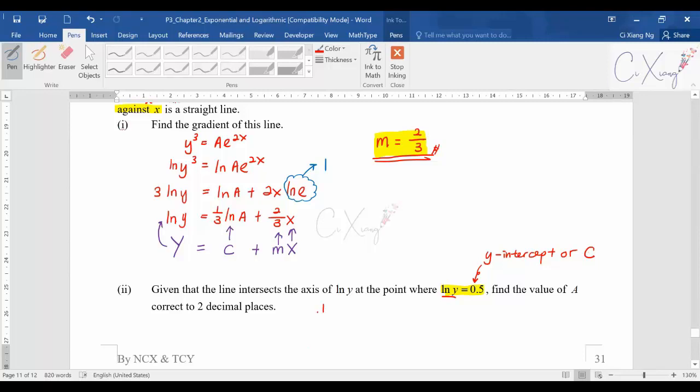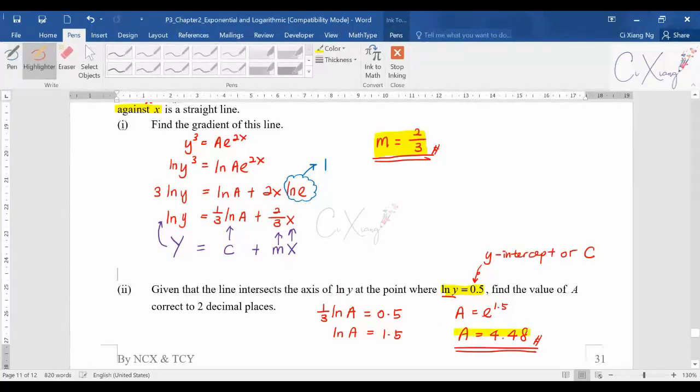Alright, so if you compare the equation here, c equals 1 over 3 ln a. So 1 over 3 ln a equals c. And from here, if you move all the numbers to one side, then I think you will get the value for a very easily. Okay, so you bring the base e over, it becomes e power 1.5, and therefore you'll get a equals 4.48.